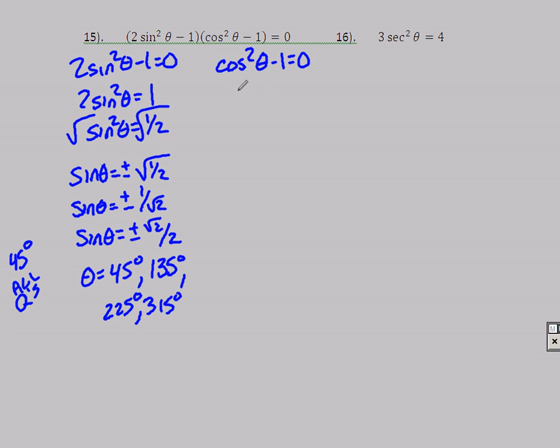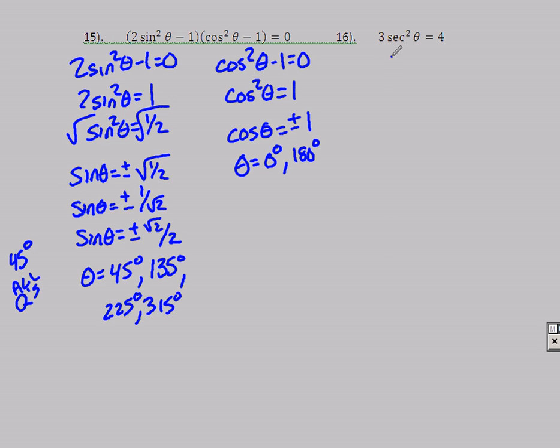Now, I also need to look at this other one, where I have cosine squared of theta minus 1 equals 0. So that means cosine squared equals 1. Again, I'll take the square root of both sides, get cosine theta equals plus or minus the square root of 1, which is just 1. So when does cosine, my x value, equal positive 1, and when does it equal negative 1? Well, it equals positive 1 when theta equals 0, and when theta equals 180, it will equal negative 1 when I look at my unit circle. So 0 and 180 are my 2 answers for that.